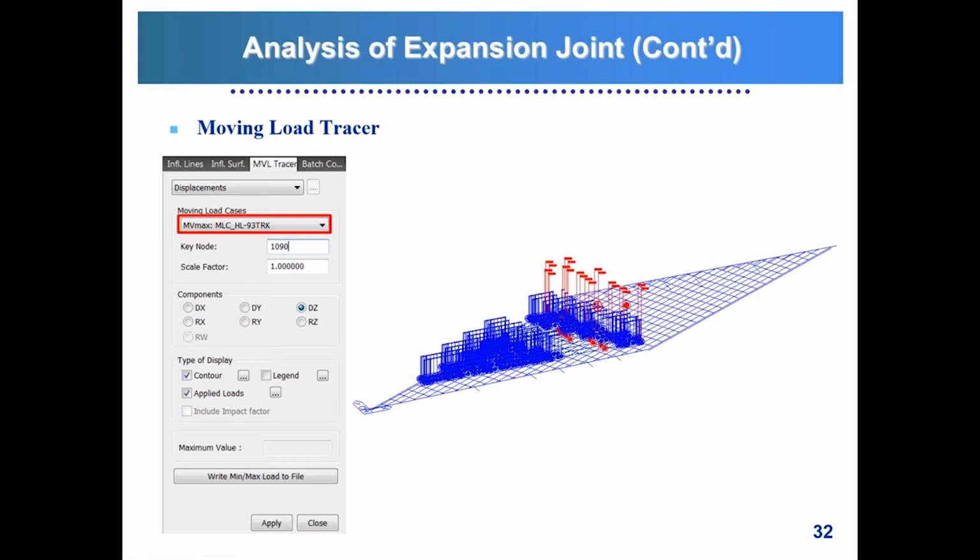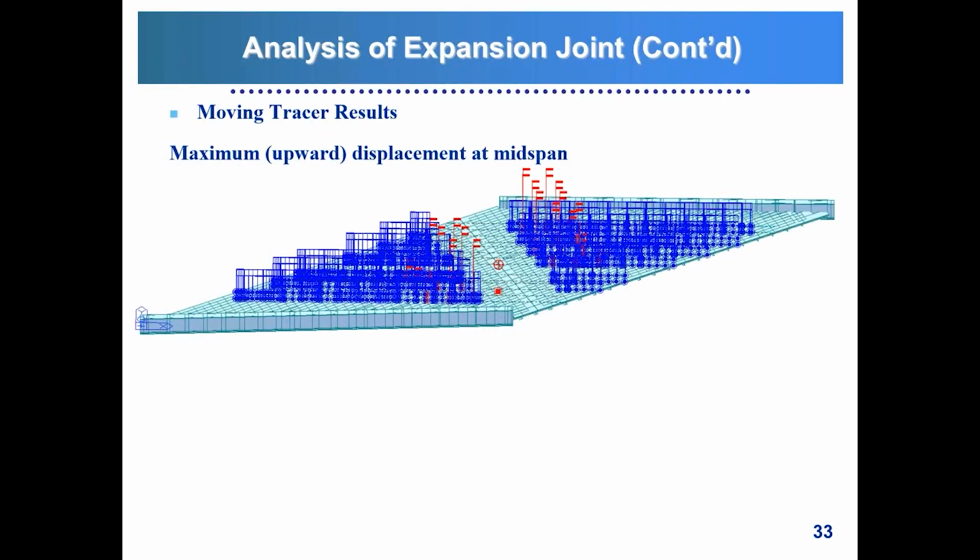Now, the moving load tracer shows you the location of the truck for your maximum conditions, but it does not give you the actual displacement across the bridge under that condition. However, MIDAS gives you the option to use this load and write that as a static load case. So you define this loading condition as a static load case, and then rerun your analysis. So that's what we did to investigate what was happening to the joint.